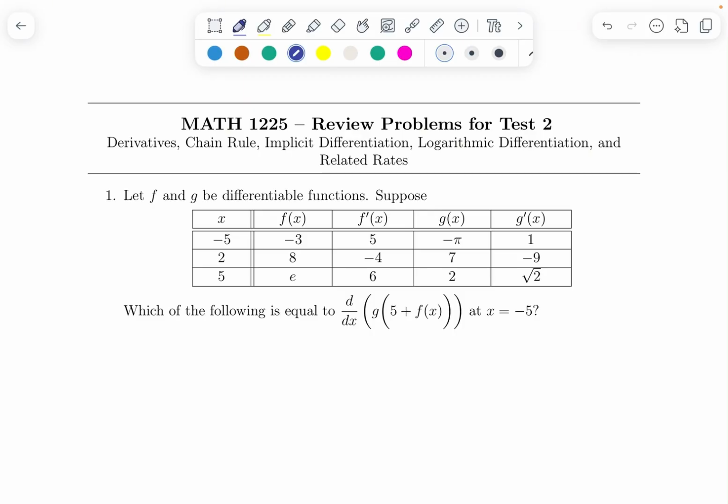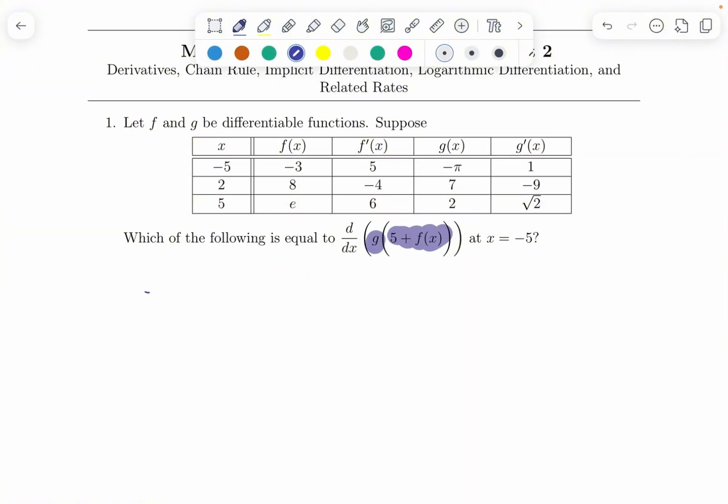We are given a table containing values of f of x, f prime of x, g of x, and g prime of x. And we want to evaluate d/dx of g of 5 plus f of x at x equal to negative 5. Whenever we have a function inside another function, that should immediately remind us of the chain rule. So, therefore, you can consider y as g of 5 plus f of x.